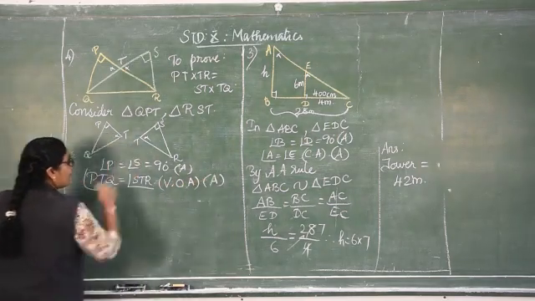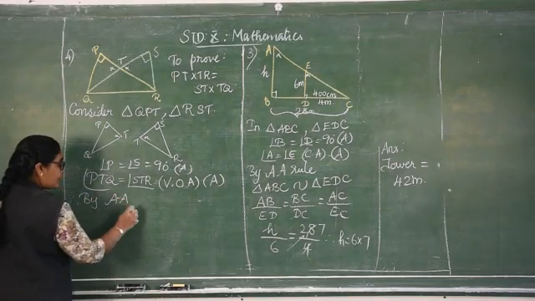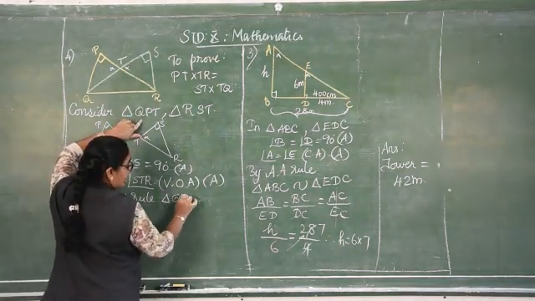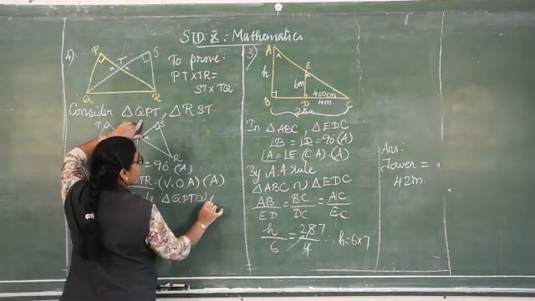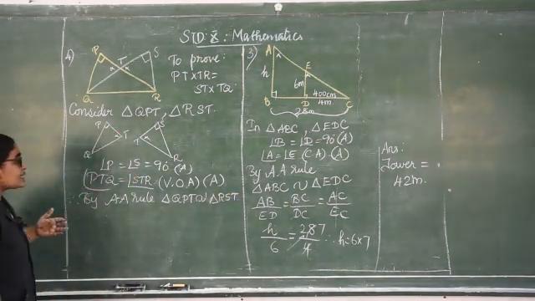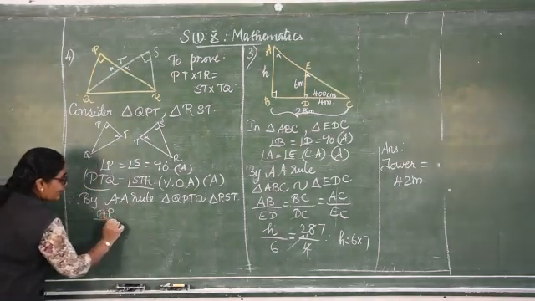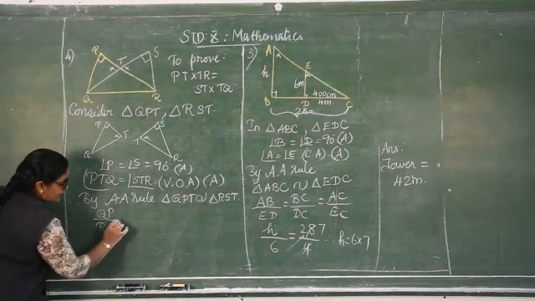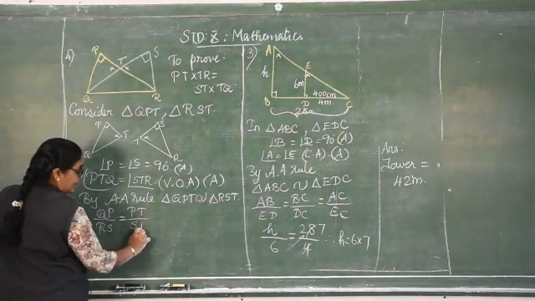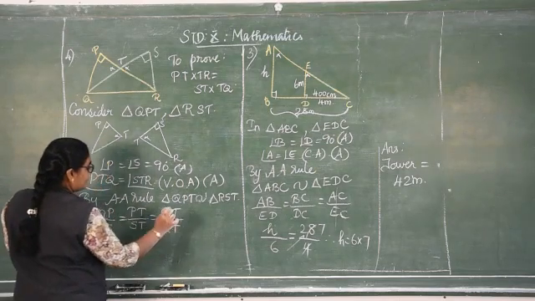So, this is also one angle. Therefore, by AA rule, we can say triangle QPT is similar to triangle RST. Then what are the things we can write? What are the conditions we can write is QP by RS is equal to PT by ST is equal to QT by RT.